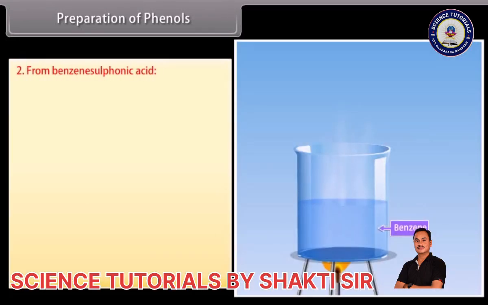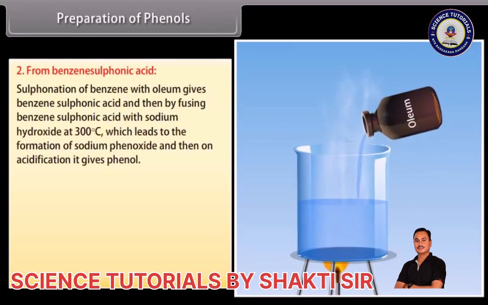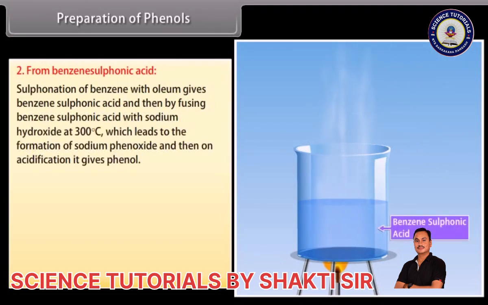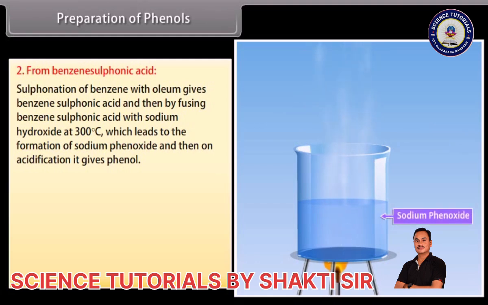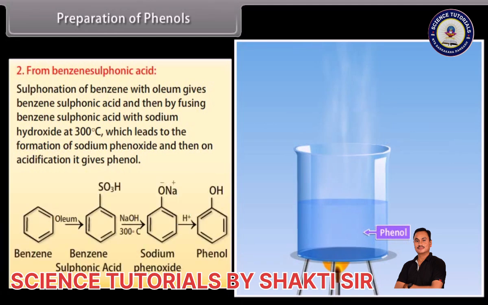From benzene sulfonic acid. Sulfonation of benzene with oleum gives benzene sulfonic acid, and then by fusing benzene sulfonic acid with sodium hydroxide at 300 degrees Celsius, sodium phenoxide is formed, and then on acidification, it gives phenol. Benzene is sulfonated by using oleum, and it forms benzene sulfonic acid, and then on heating with sodium hydroxide, it forms sodium phenoxide. On acidification of the solution, it results in phenol.